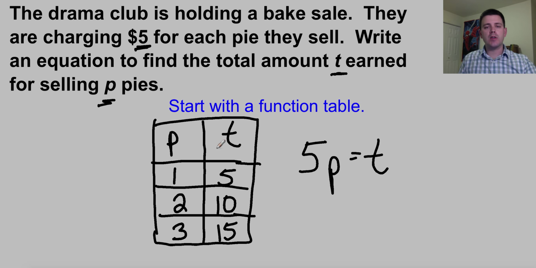So sometimes by building that function table, it lets us know what's going on in the problem. That helps us figure out what is our equation. What are we actually doing to find our answer? Well, we're taking the number of pies, and we're multiplying times 5 each time.